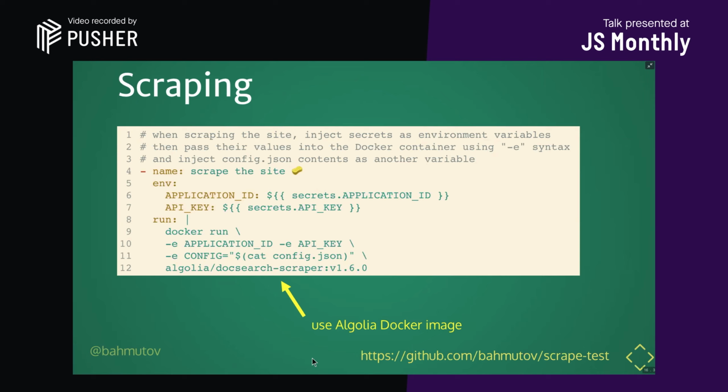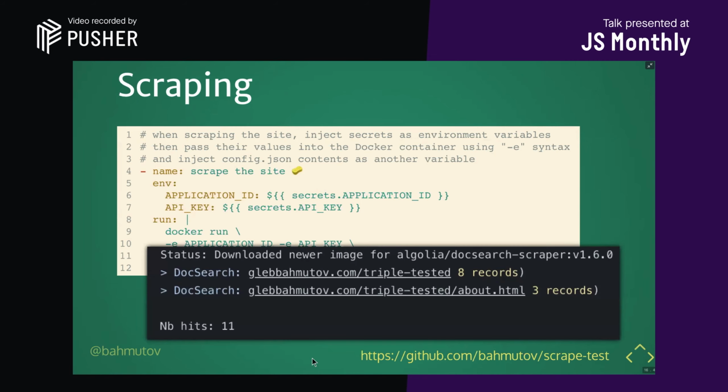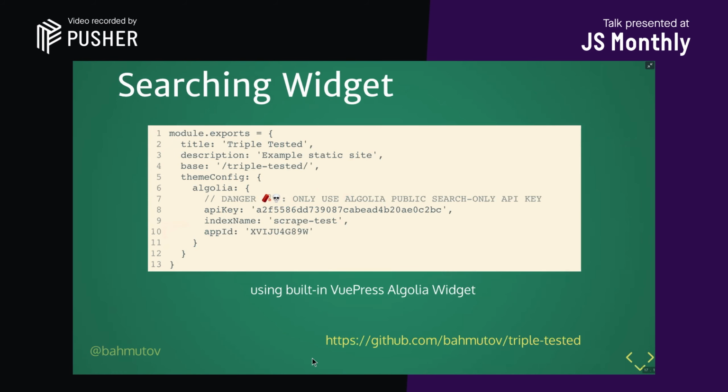And it actually runs a Selenium scraper, traverses all the pages that it can reach, and returns all the records. So for each page, it will say, found 8 different records, and 3 records. So that's it. It creates the index. It runs very quickly. If you want to search, for example, on VuePress, there is a built-in widget. You provide the search API key, index name, and app ID, and that's it.